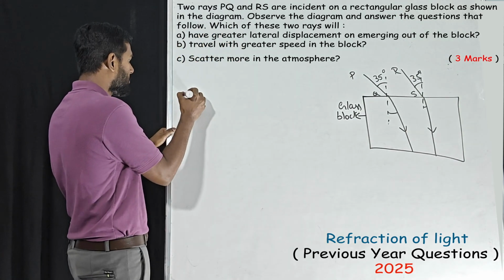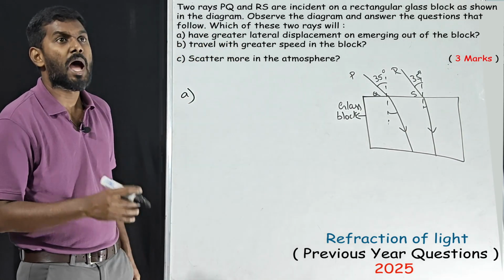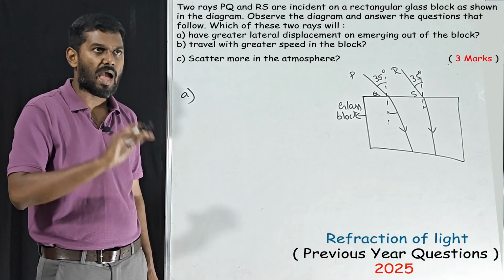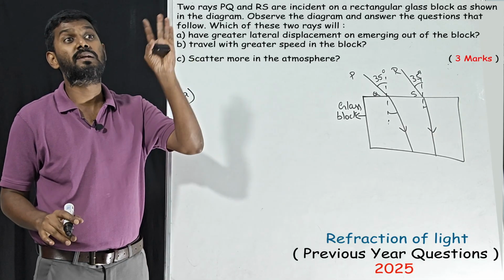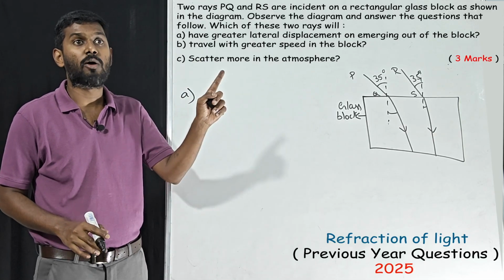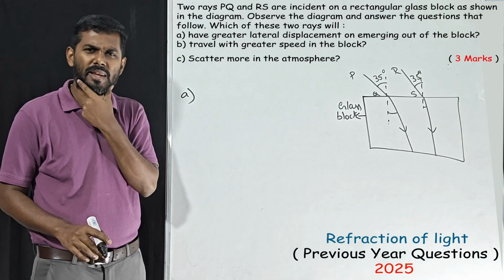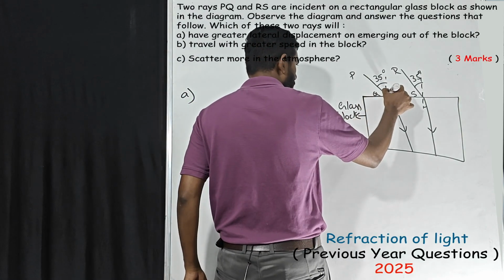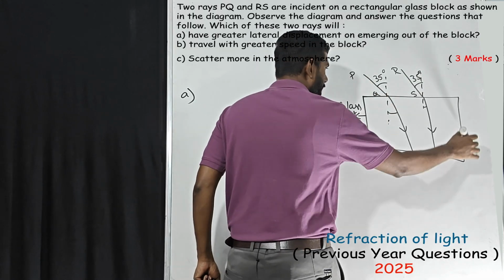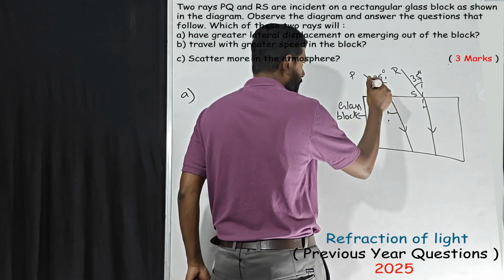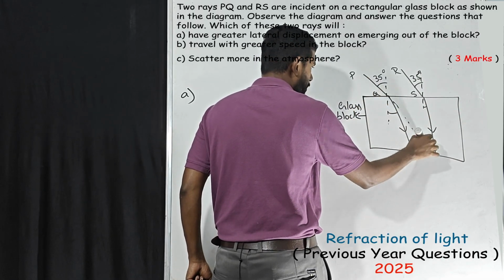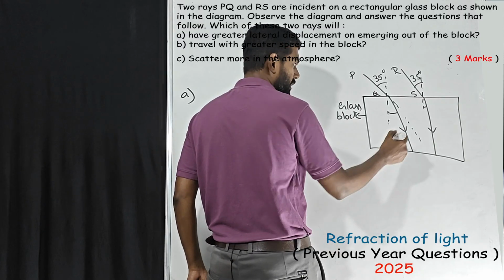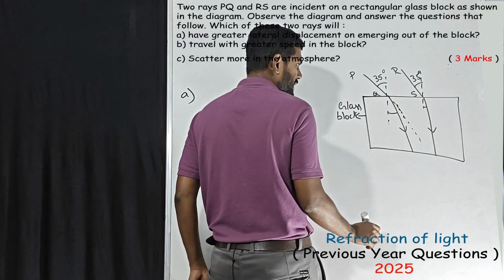Now we'll go for the questions one by one. Which of these rays will have greater lateral displacement on emerging out of the block? So what do you mean by lateral displacement? Lateral displacement is nothing but, see, assume we don't have this medium here. So this light ray would have moved in this angle. The light ray would have moved in this angle.